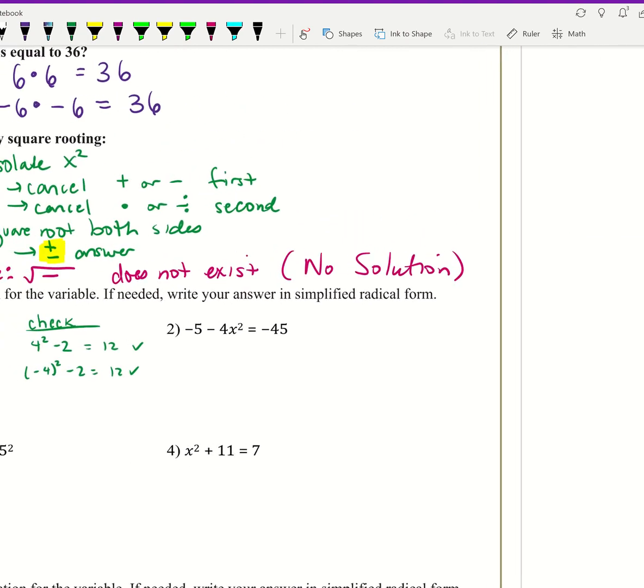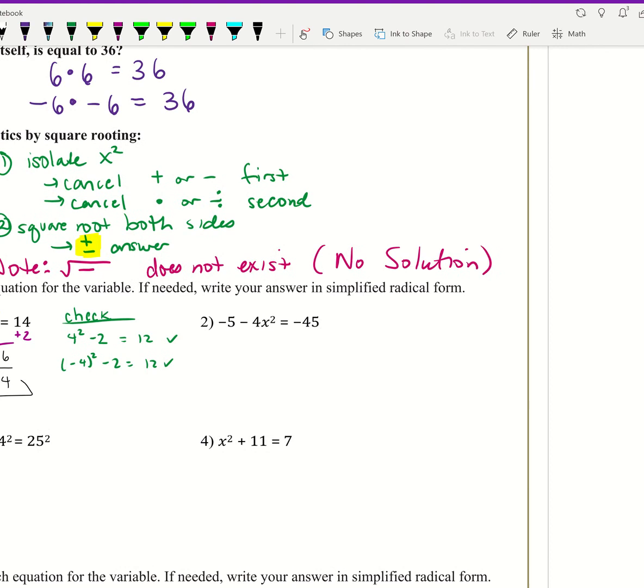For number 2, I want to make sure I isolate x squared. I want to cancel any addition or subtraction in this problem first. So I'm going to cancel this -5 by adding 5 to both sides. I'll rewrite this as -4x squared is equal to -40. Next, I'll divide both sides by -4. People may not show all of these steps. They might do some of this in their head, and it may not show this inverse operation. So x squared is equal to 10.